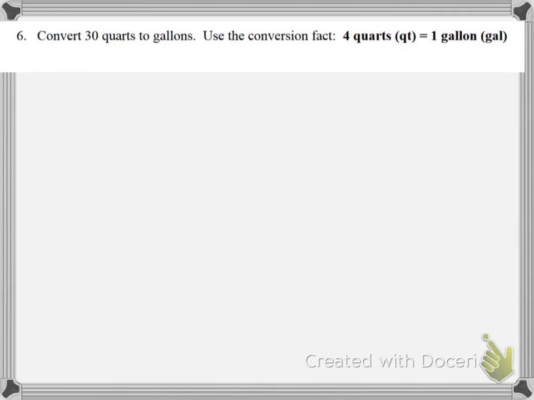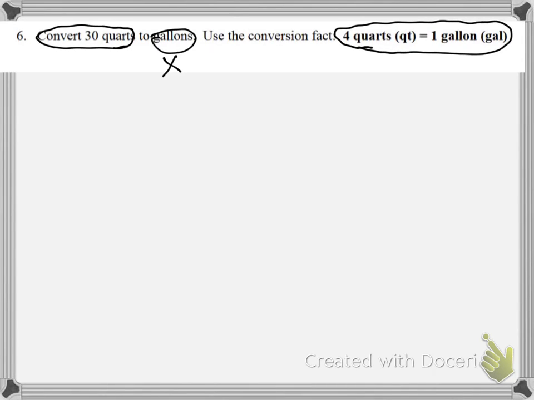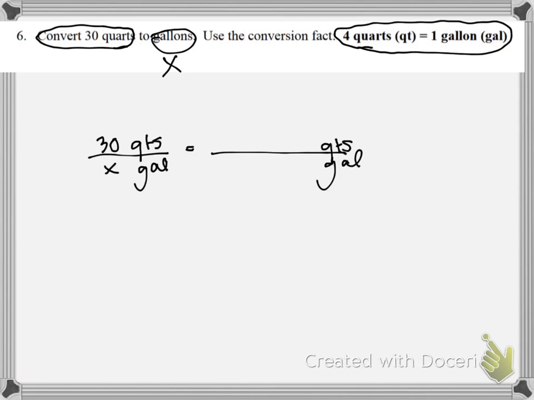So it says convert 30 quarts to gallons. So gallons is our unknown quantity, and we're going to use the fact that 4 quarts is equal to 1 gallon. Okay, so we have 30 quarts and X gallons. And again, before I even look at anything else, I want to make sure that quarts stays on top and gallons stays on the bottom. So we have 4 quarts in 1 gallon.